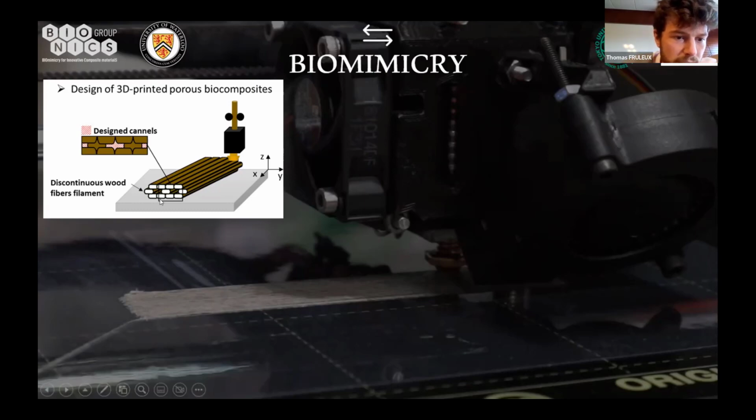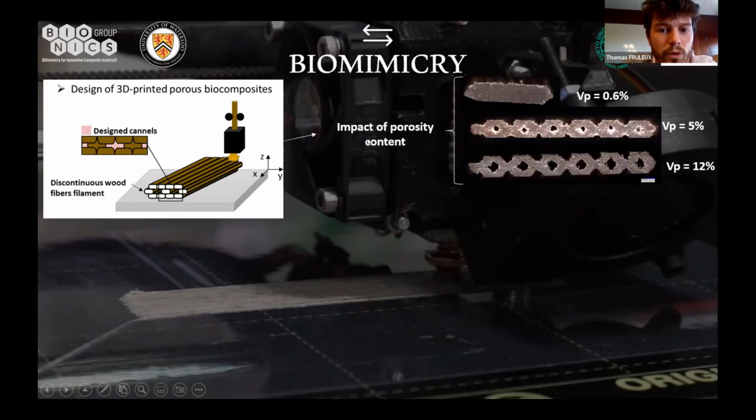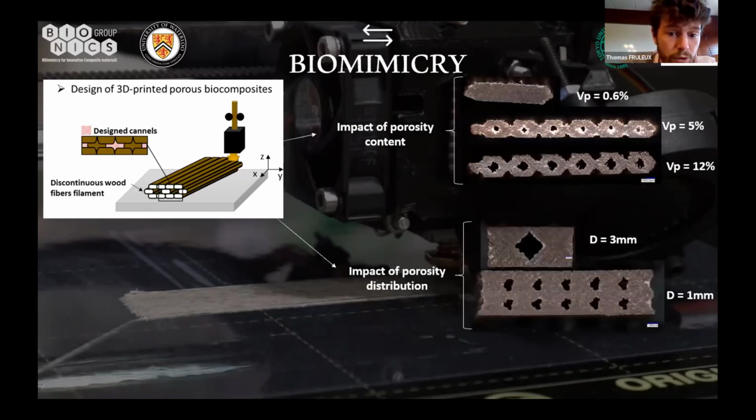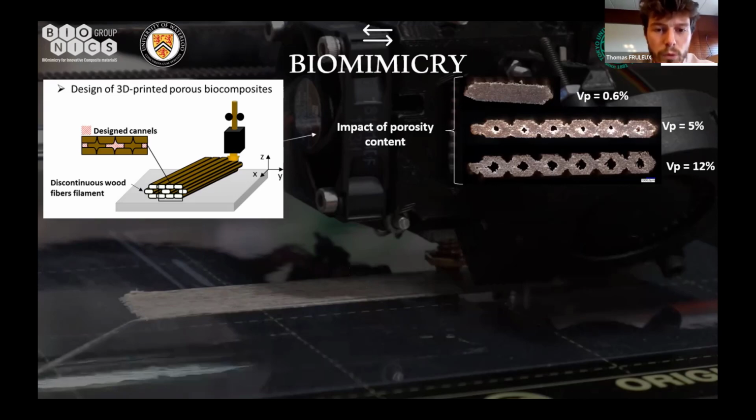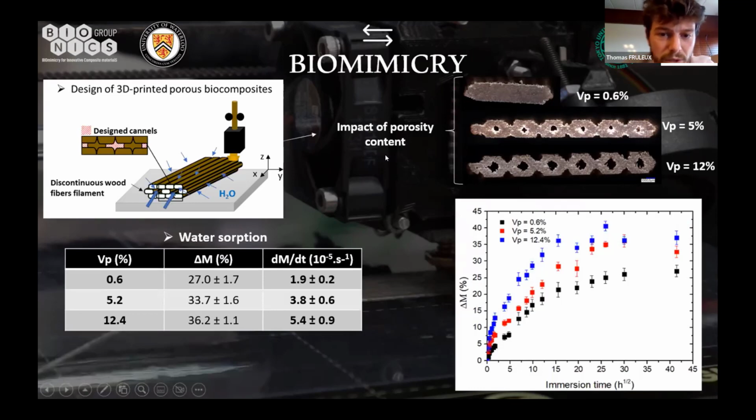By creating the canals, which is directly related to the printing path, we want to understand how the porosity content inside the material affects the hygroscopic properties, but also how the porosity distribution does, so for the same porosity content, how the diameter of the canals modifies the hygroscopic properties, and finally, the cell wall thickness, so for the same diameter, how the cell wall thickness impacts these properties. During this presentation, I will just focus on this part of the investigation, the impact of the porosity content.